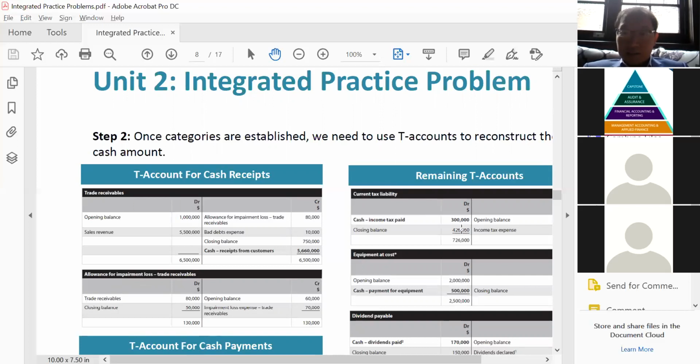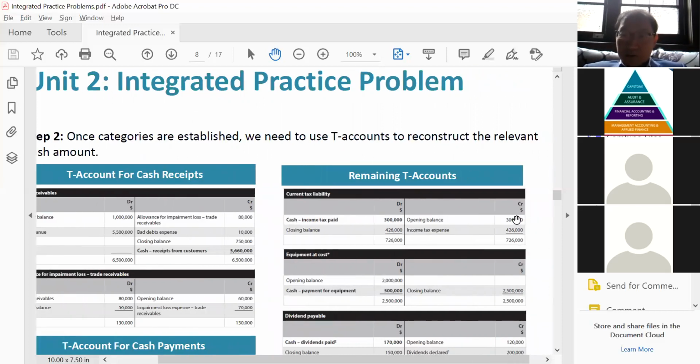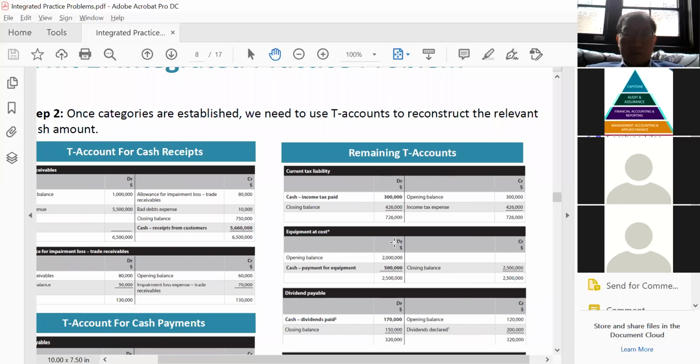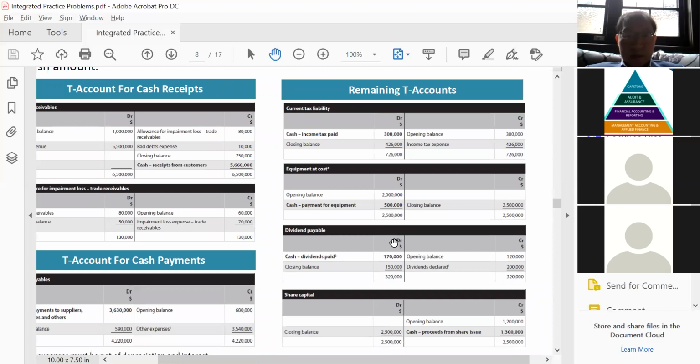So for current tax liability, we can see that again, our opening balance is 300,000, income tax expense is 426,000. We're told that the closing balance is 426,000. So therefore, the missing plug is going to be this income tax paid, which is 300,000. So you can see that the question itself seems intimidating or difficult because there are multiple T accounts, right? And then you can see that the same logic will apply for equipment, for dividends payable, for share capital, and so on and so forth.